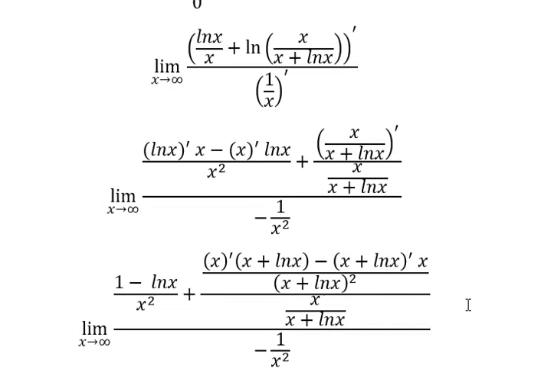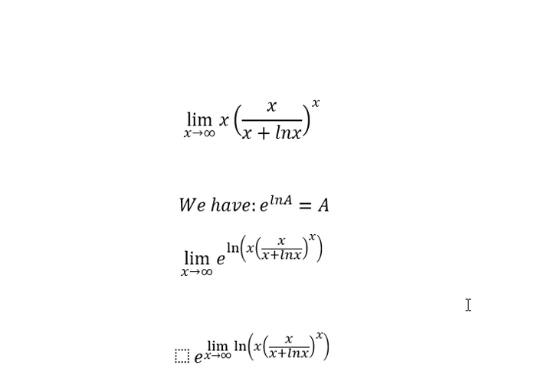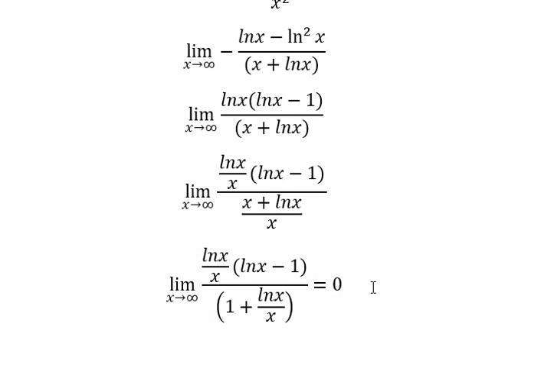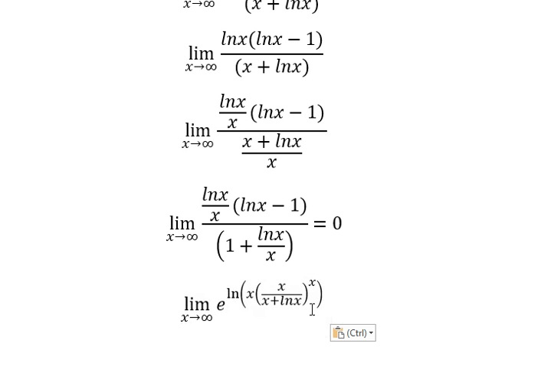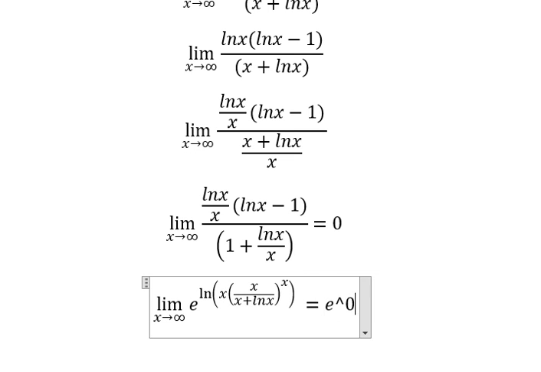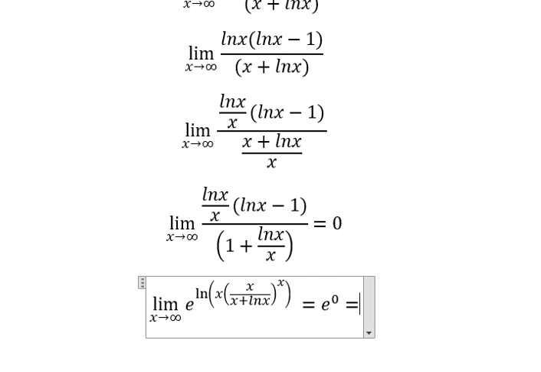So now we return back to the first one in here. So this one we calculate and we have number 0. So we have e to the power of number 0, and that is about number 1.